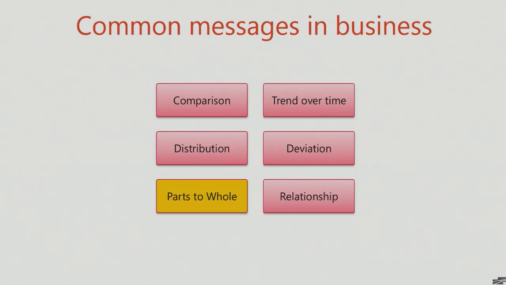Sometimes you want to tell how one part relates to all the other parts as a whole. This is the classic pie chart that we often see. A pie chart says this is the 100% picture and this particular slice is 75%. So, parts to whole is another common message that we want to communicate in a business setting.